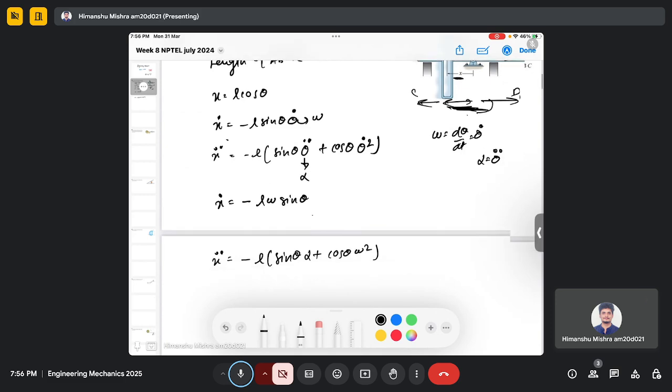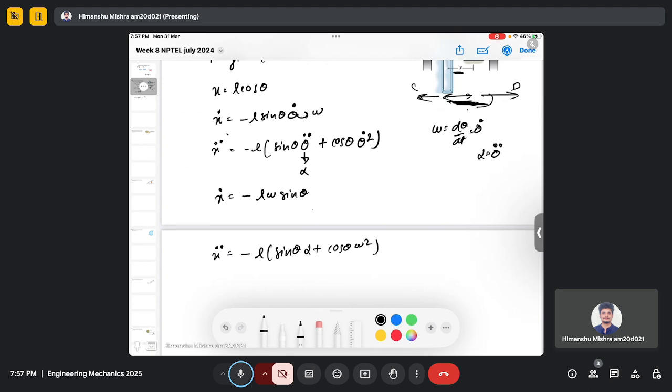Why cos theta omega square? Because this theta dot is omega, so theta dot square will be omega square. You can substitute theta dot with omega here, so this becomes omega square.